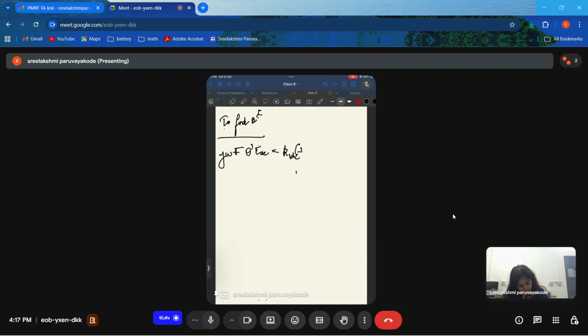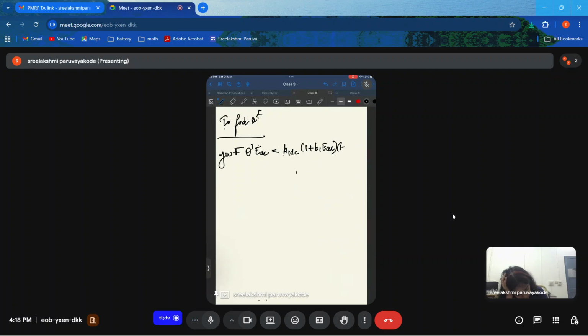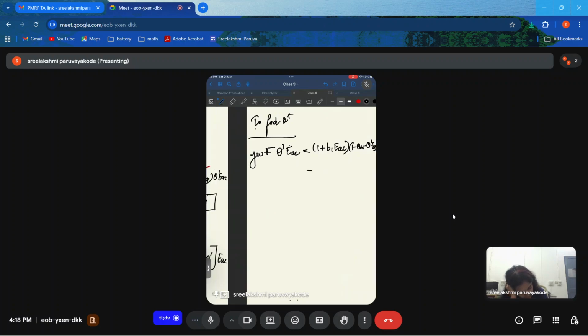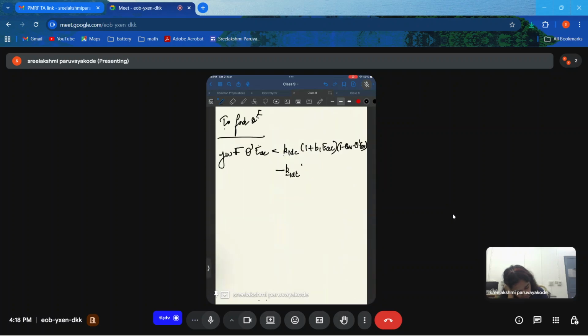K1 dc 1 plus, I'm going to write it: K1 dc 1 plus B1 EAC, 1 minus theta SS minus theta dash EAC, minus K minus 1 dc theta SS plus theta dash EAC.